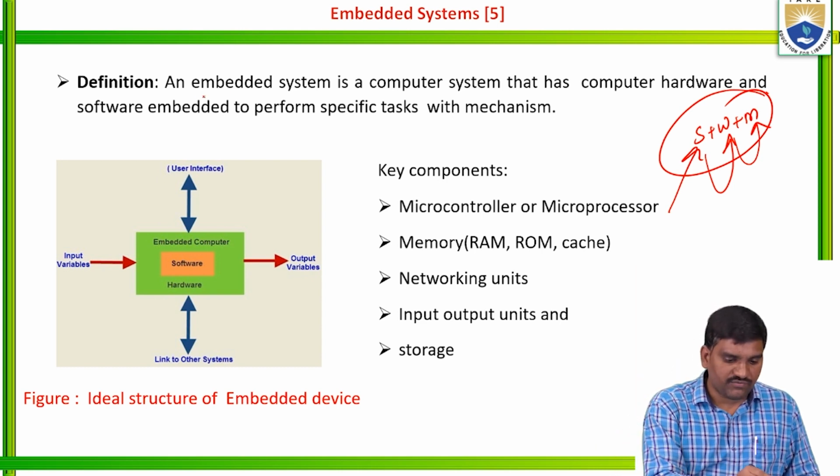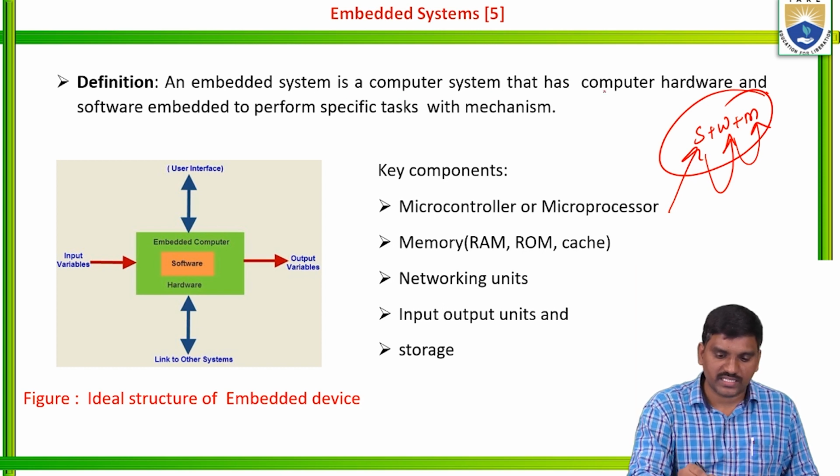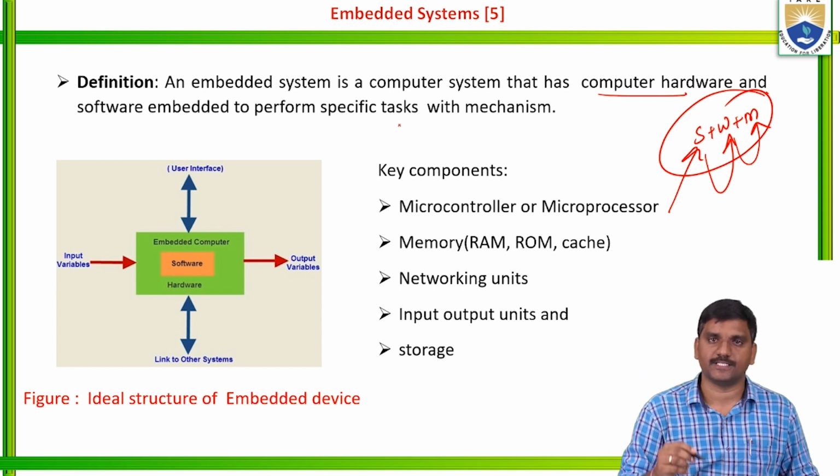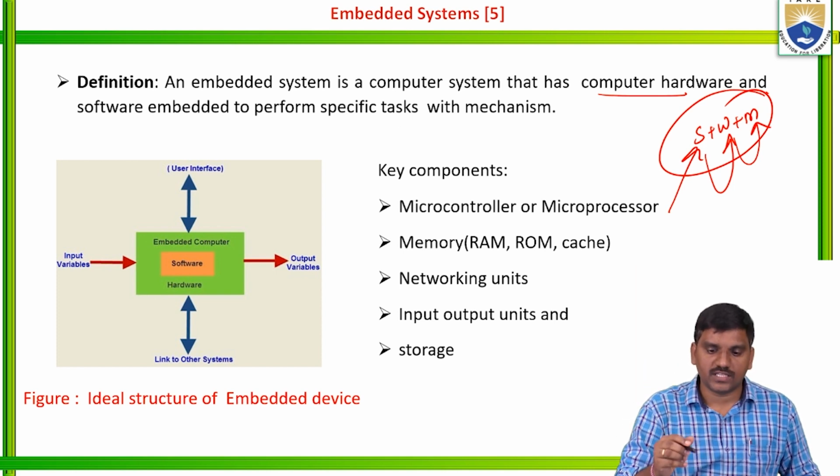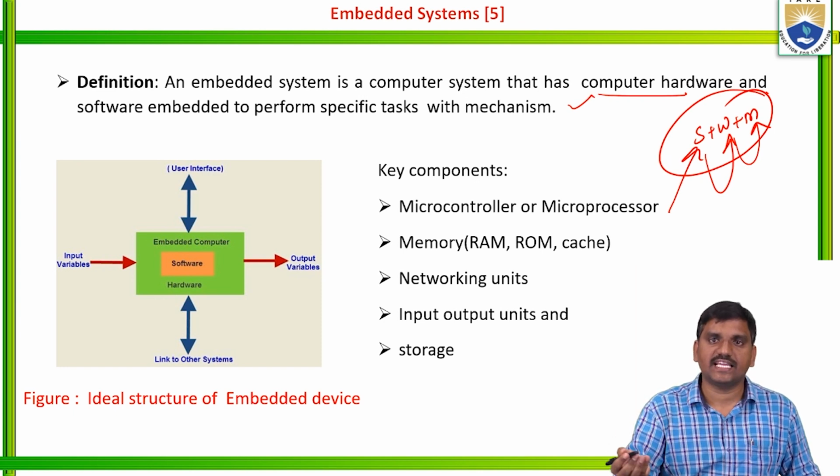For example, the definition: an embedded system is a computer that has computer hardware and software embedded to perform a specific task with a mechanism. This is the basic definition of an embedded system. So what are the key components of embedded systems?